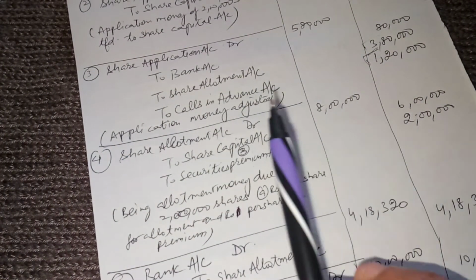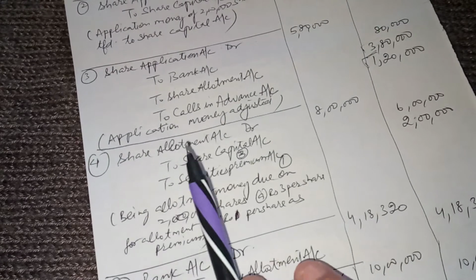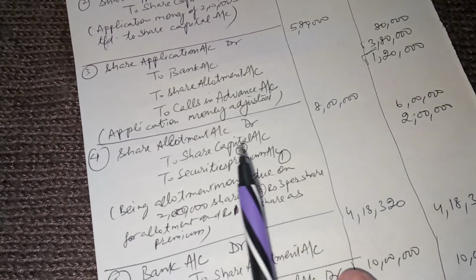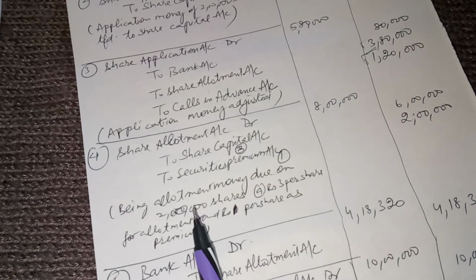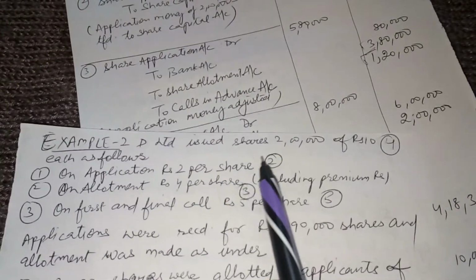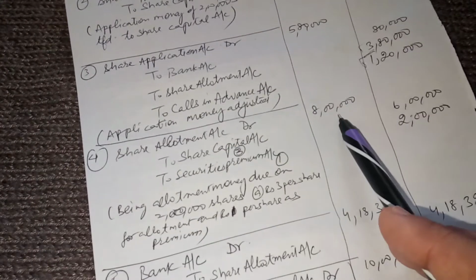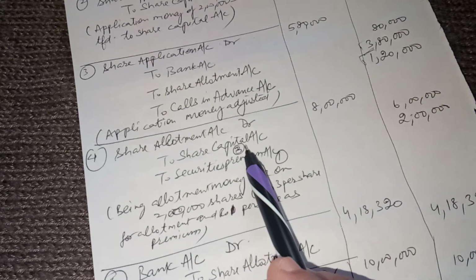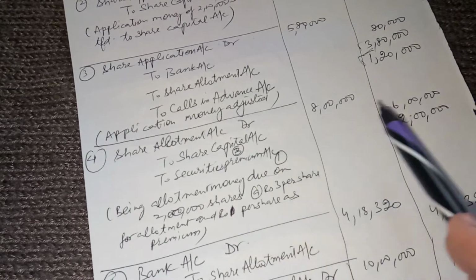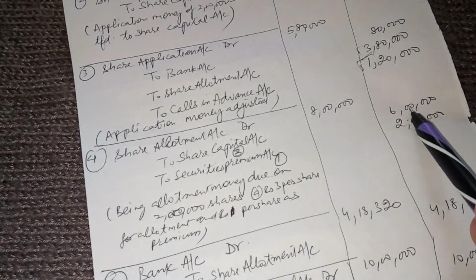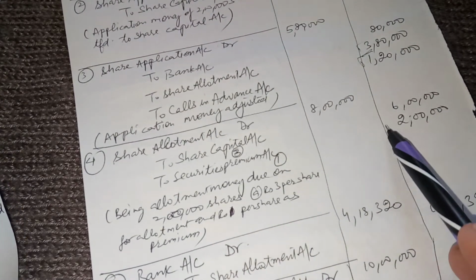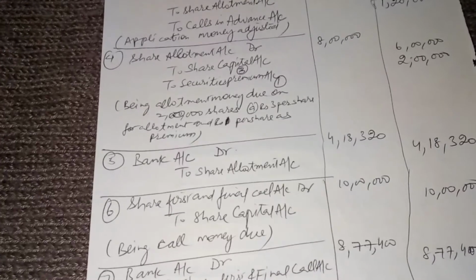Application money is treated as allotment money when it becomes due. Share allotment account debit to share capital and securities premium account. Share allotment account will be debited with 2 lakh into rupees 4, on the allotment money that we are going to call, 8 lakh rupees. To share capital. Share capital will be credited with the part of the face value, that means 2 lakh into 3 rupees, 6 lakh, and 1 rupee per share is the premium. So 2 lakh into 1, 2 lakh rupees is the securities premium account.